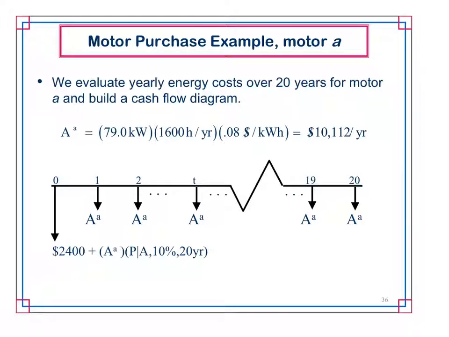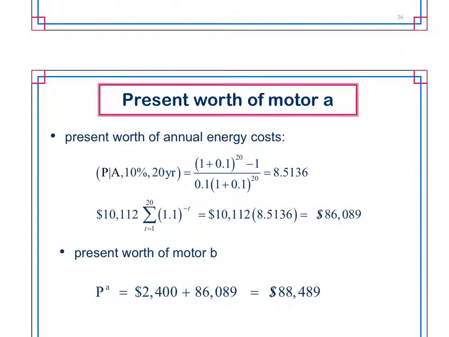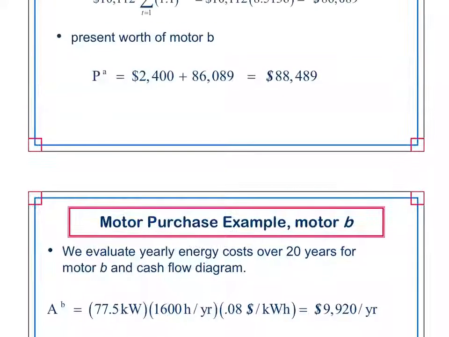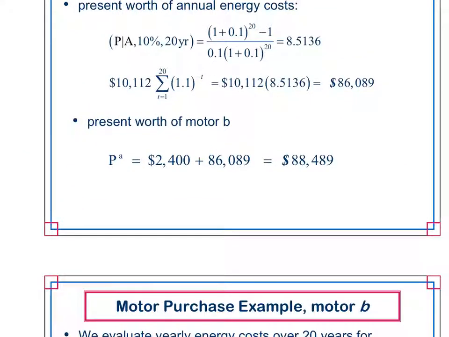So if we take the cost of $2,400 plus $10,000, and again, we are not assuming any escalation in costs of energy, we can bring that to a present value of today. With that motor running for 20 years, it's going to cost $86,000. We do the same thing for B, and the present worth is $88,489. No, this is A. There's a typo, I apologize. This should be A, not B.